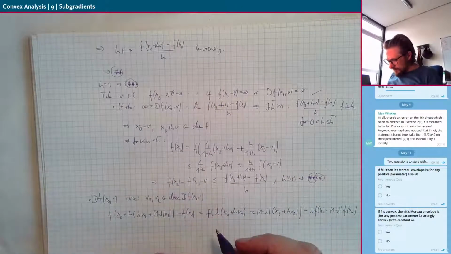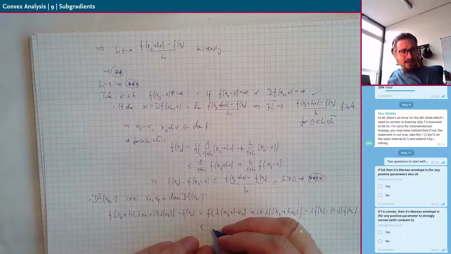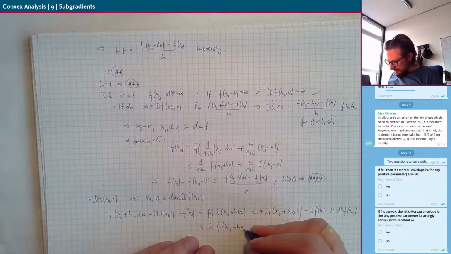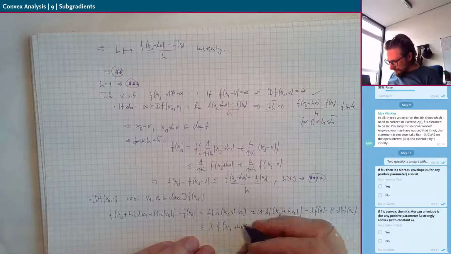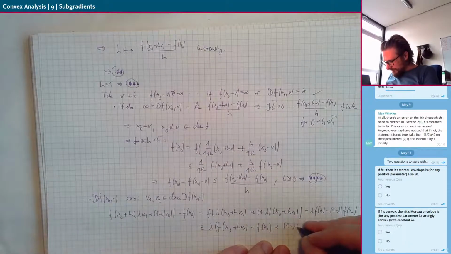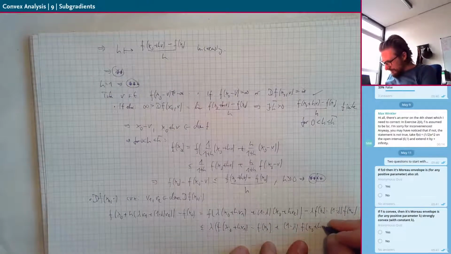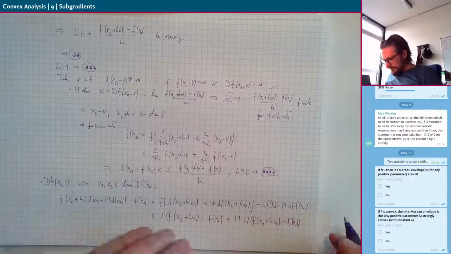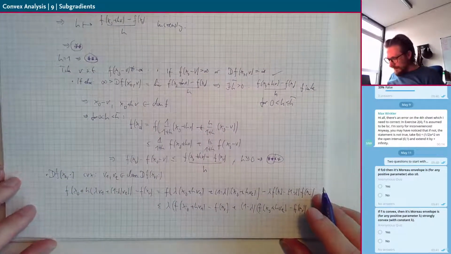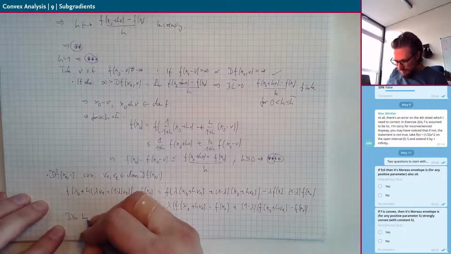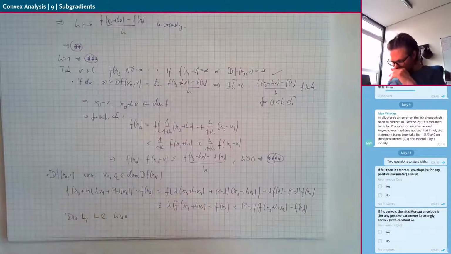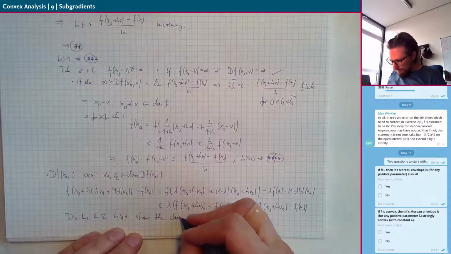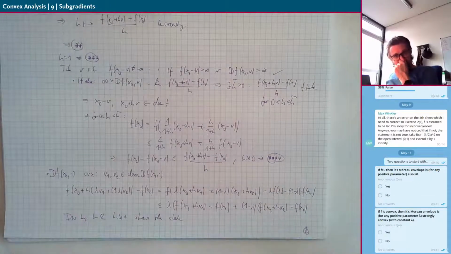Using convexity here and rearranging gives you lambda times f of x0 plus h v1 minus f of x0, plus 1 minus lambda times f of x0 plus h v2 minus f of x0. And so now you can divide by h, and letting h go to 0 shows the claim. Okay, that's that.